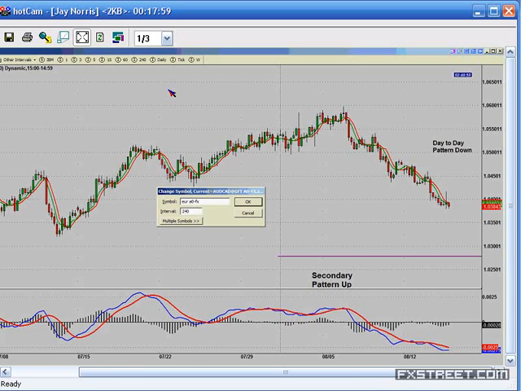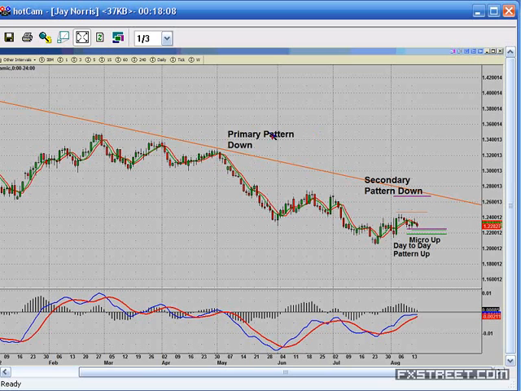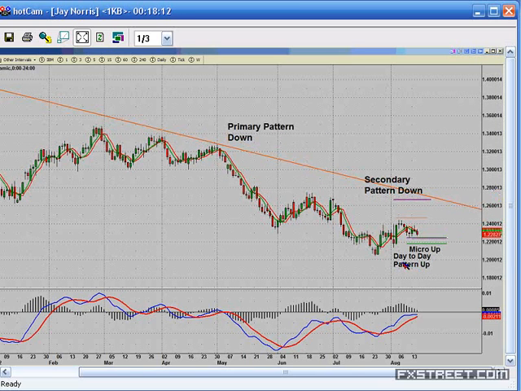Here's the Euro US dollar coming up next. The Euro, we could see on the daily chart, very definitely the higher time frames are down, primary's down, secondary down. On the other hand, look at your balanced now. Both your day-to-day and your micro are up. So the euro is all about balanced right here.